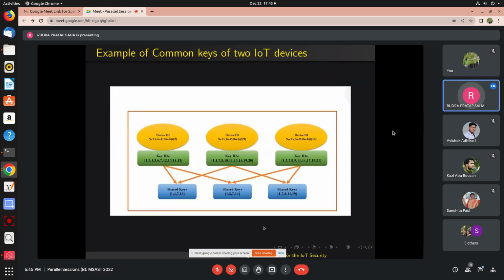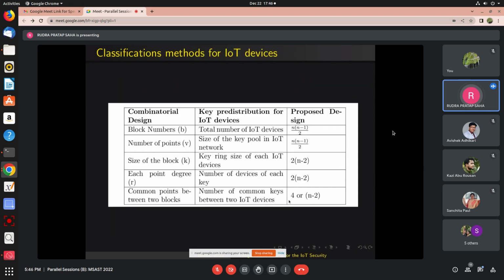Here is an example of common keys between 2 devices. If we take device ID 2, device ID 9 and device ID 10, we see that the number of common keys is either 4 or n-2, that is 5. The number of common keys between node ID 2 and node ID 9 is 4, node ID 2 and node ID 10 is 4, but node ID 9 and node ID 10 have 5 common keys. Now we look at classification methods for IoT devices. Here, in combinatorial design, we construct a combinatorial design related to this KP distribution scheme.